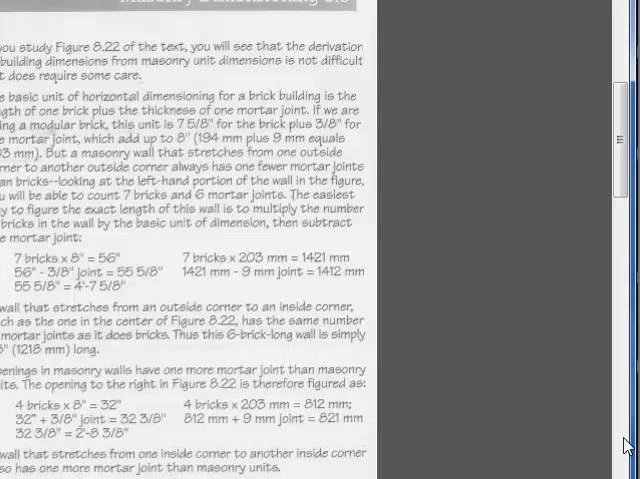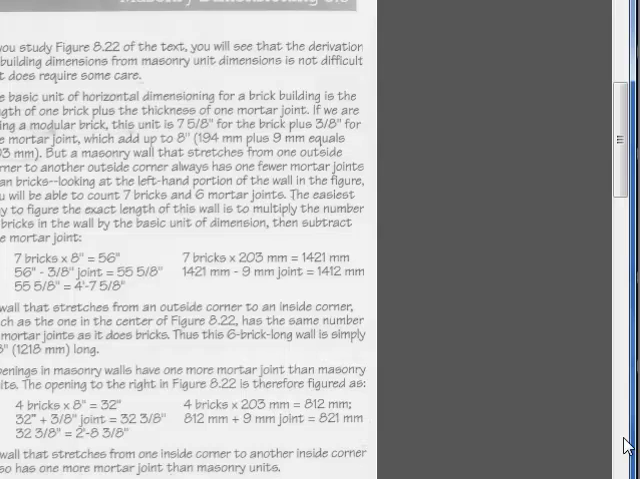A wall that stretches from an outside corner to an inside corner, such as the one in the center of figure 8.22, has the same number of mortar joints as it does bricks. Thus, this 6 brick long wall is simply 48 inches long because it's 6 times 8. Openings, like I said earlier, have one more mortar joint than masonry units. The opening to the right in figure 8.22 is therefore figured as 4 bricks times 8 is 32 inches. 32 plus 3/8 equals 32 and 3/8. So that goes out to 2 foot 8 and 3/8.